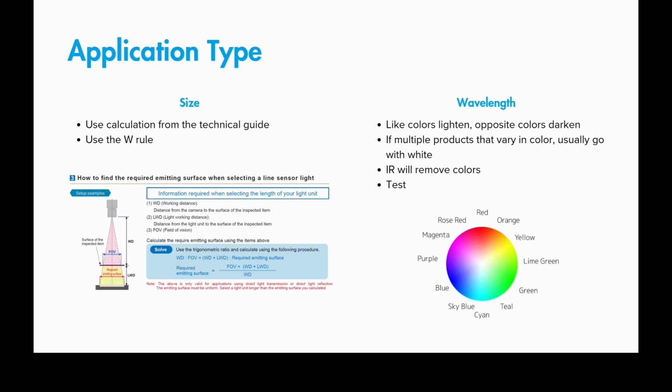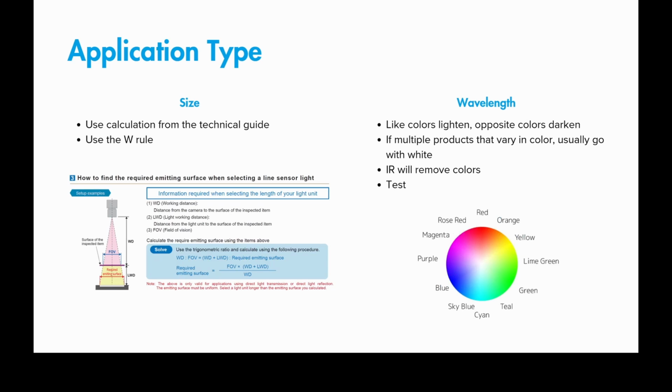And then when you're looking at colors of lights, like colors lighten and opposite colors darken. So if you have a red sample that you want to make it appear bright, you would use a red light, because that's going to lighten all of the light. It's going to reflect off a lot of light into your sample. If you were to use a blue light, you were going to darken that red, because it's going to just absorb all the blue and not any light is going to reflect off and go to the camera. So that's kind of the difference between what color to use and when to use it.